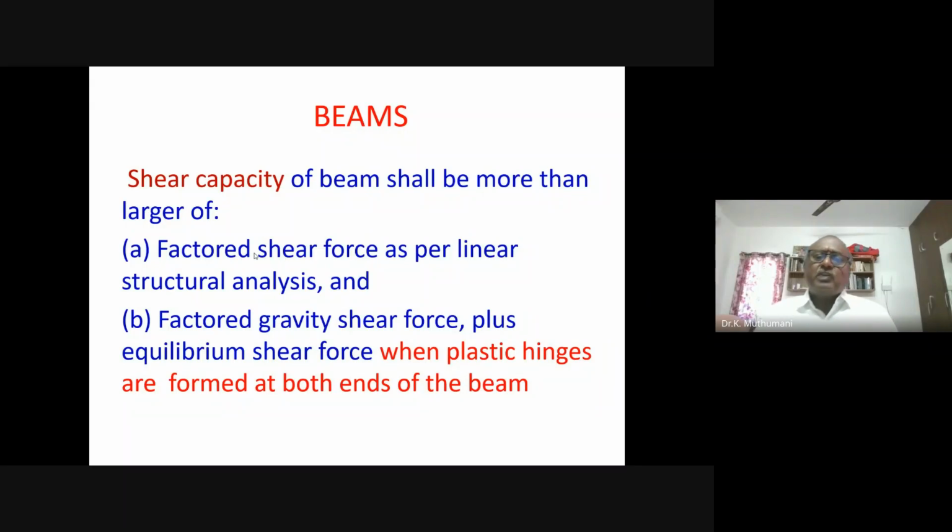The factored gravity loads means the dead load and live load acting as a gravity load. But what is earthquake load? It's a lateral load, so it is not gravity-based. So for that, you should take the forces when the plastic hinges are formed at both ends of the beam. This is a very important point that I want you to note. This is what I normally miss.